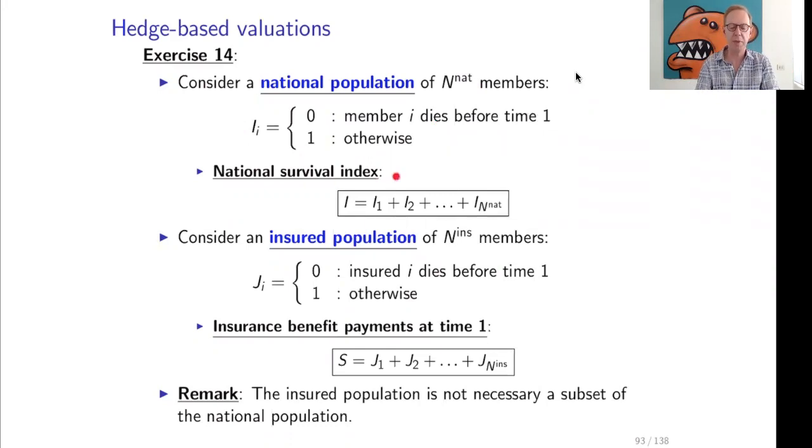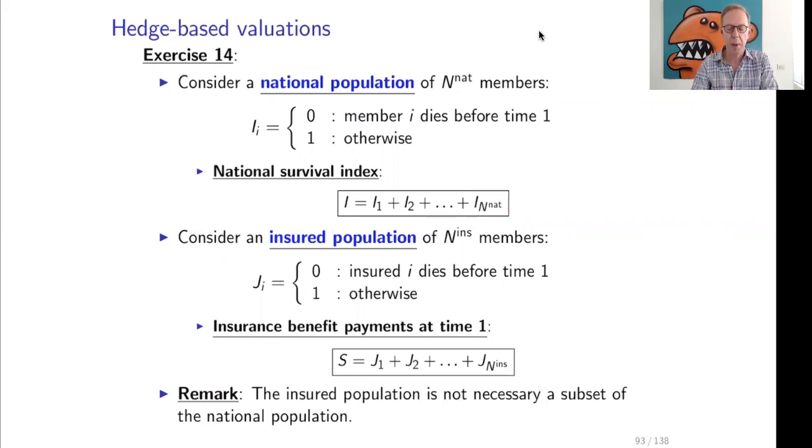The national survival index, I, is then the sum of all the Bernoulli random variables. So I denotes the number of survivors at the end of the year. Next, let us consider an insured population of what we will denote N insured members.